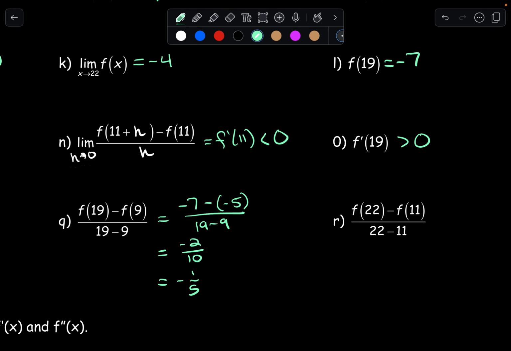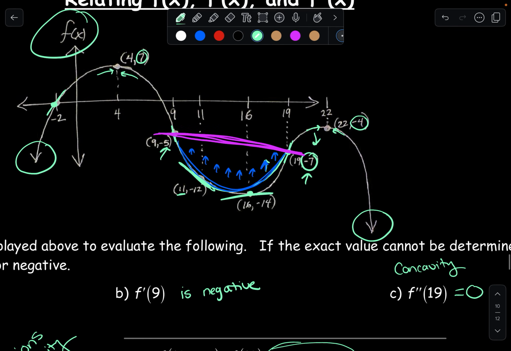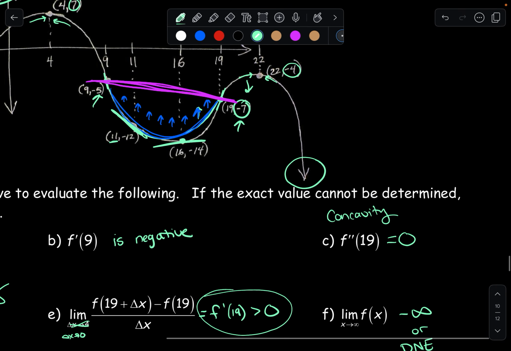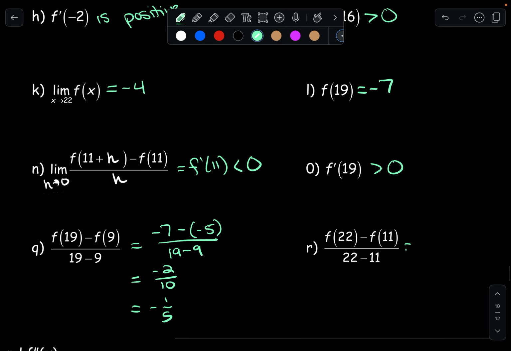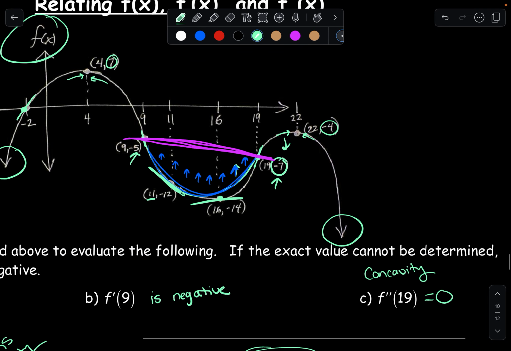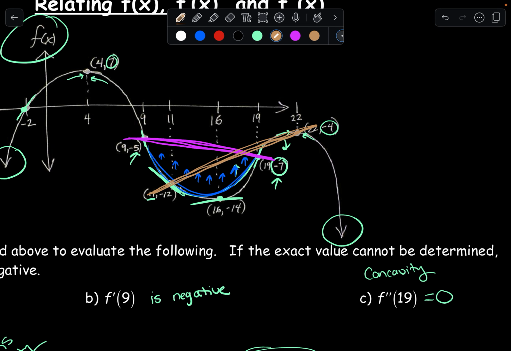All right, we have another average rate of change. So at 22, the value is -4, and then at 11, the value is -12. So we have -4 minus -12 divided by 22 minus 11. -4 plus 12 is going to give us 8 divided by 11. And if we were to draw that secant line from 11 to 22, we'll make this one the tan. We can see that that one is positive. Okay.